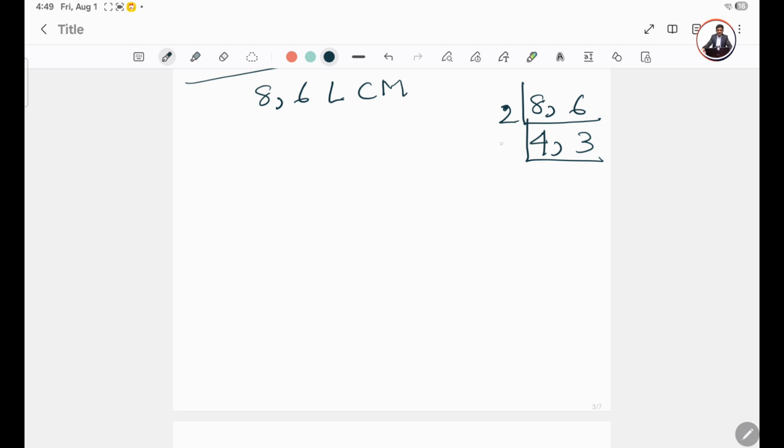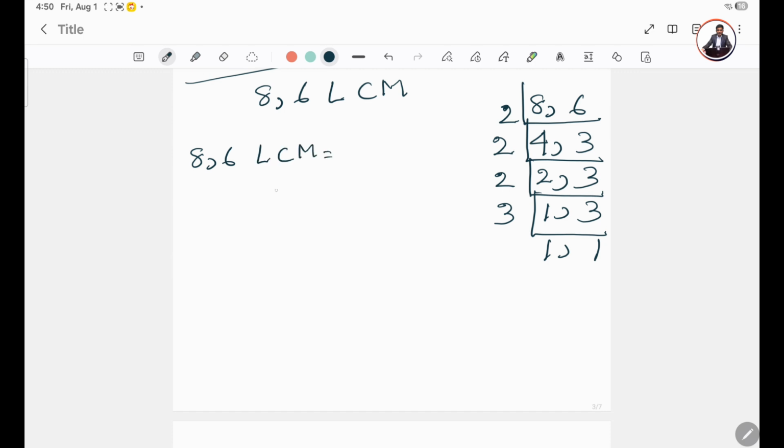So 4 is divided by 2. Again, you take 2, and then 2 and 3. Again, you can use 2, giving 1 and 3. Now my next prime number is 3. Here 3 is divisible, and we use 3, giving 1 and 1. So the least common multiple of 8 and 6 is the product of all these factors: 2 times 2 times 2 times 3. So 2 times 2 is 4, 4 times 2 is 8, 8 times 3 is 24, right?